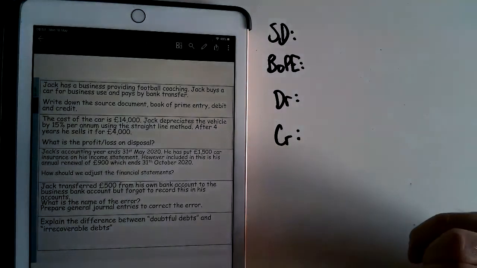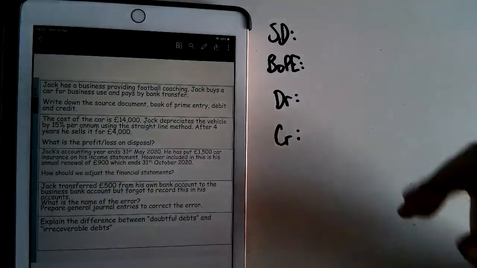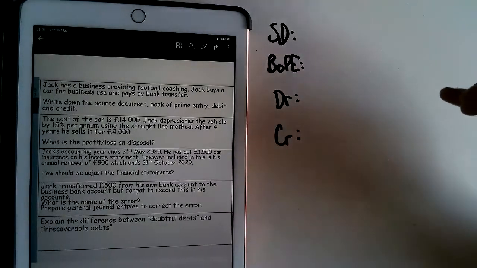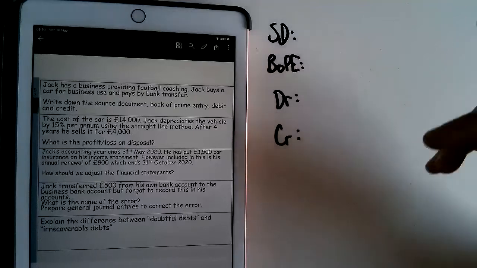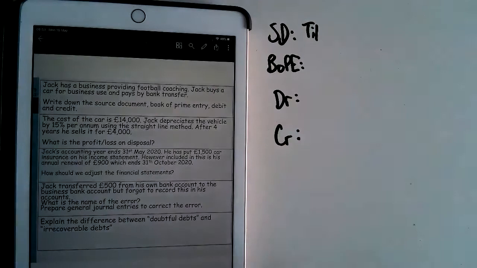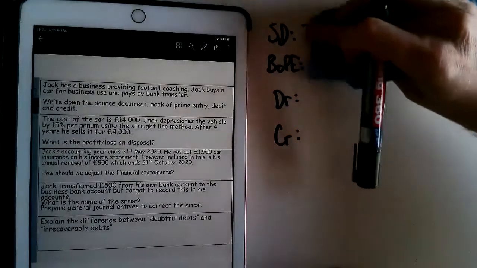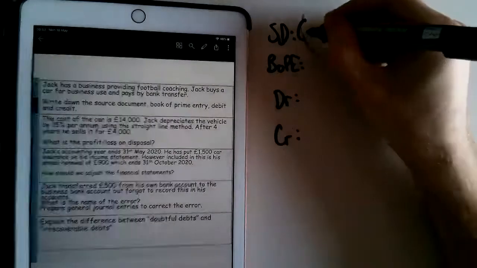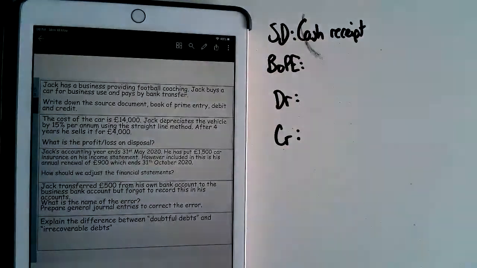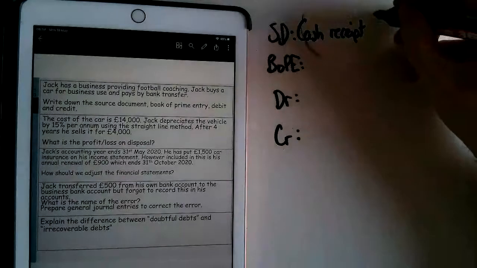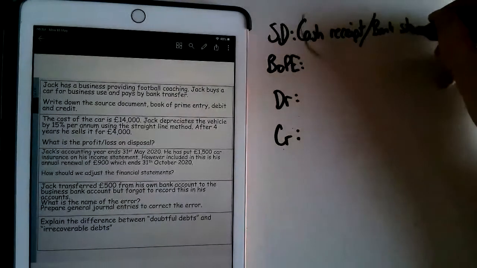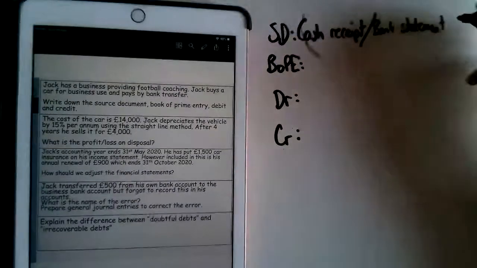Okay, source document. Since he's buying it for cash, he's paying upfront in cash. It's not going to be an invoice because that's for credit. So there's 2 you could say for a source document. The best one should be some kind of cash receipt, because if you buy something and use cash, you should get a cash receipt for it. Or since it's a bank transfer, you could say bank statement, but the better one would be the cash receipt.